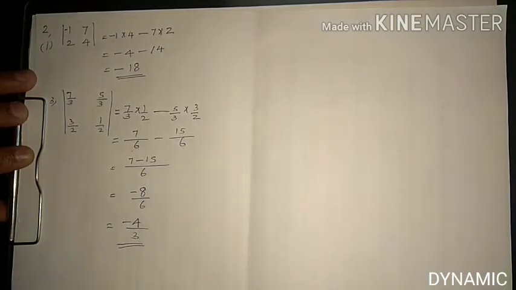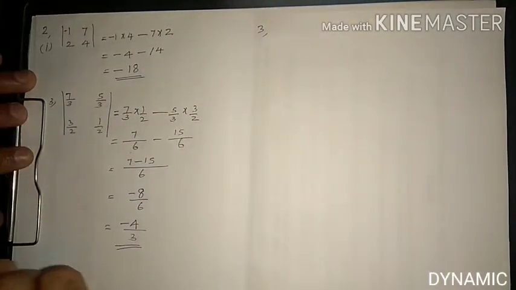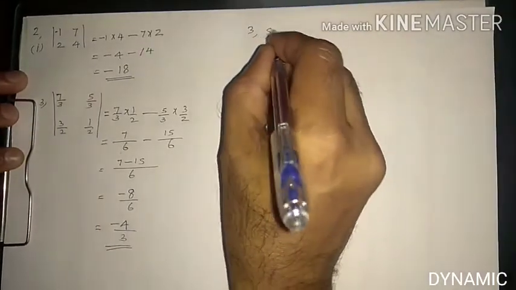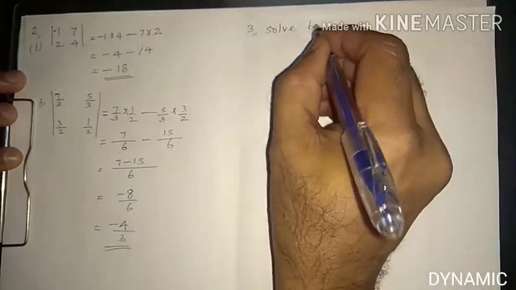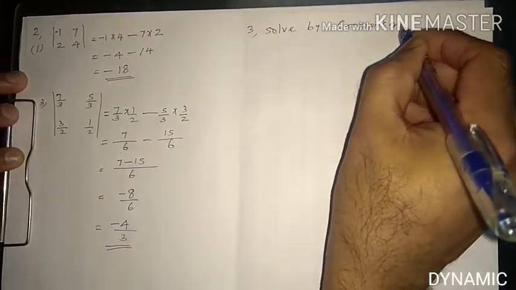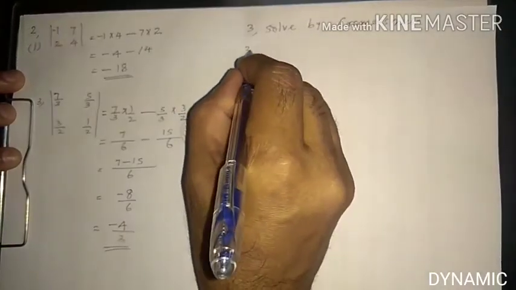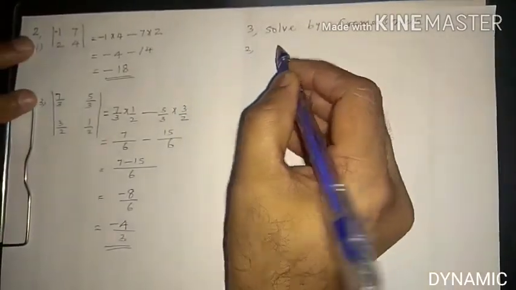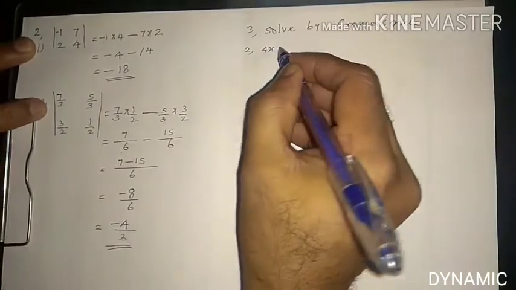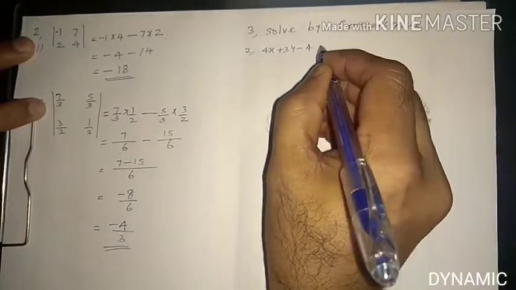Now you please try the other problem as homework. Simple it is. Now we do question number 3. Solve the following simultaneous equations by Cramer's rule. Here I do even questions. Question number 2, which is 4x plus 3y minus 4 equal to 0.